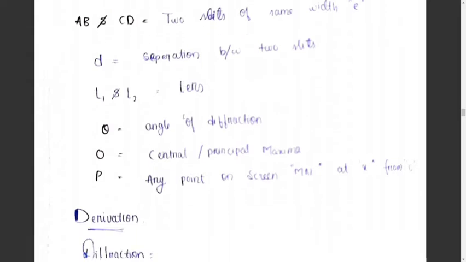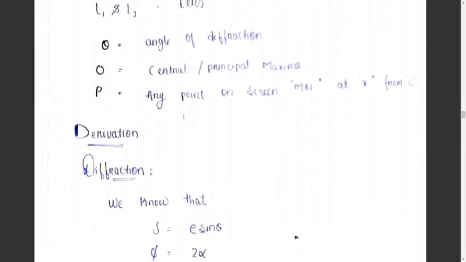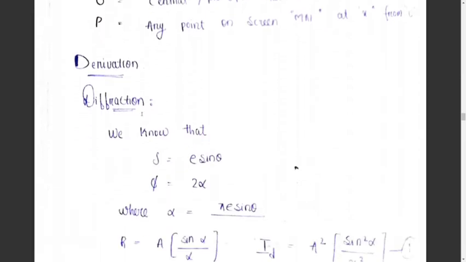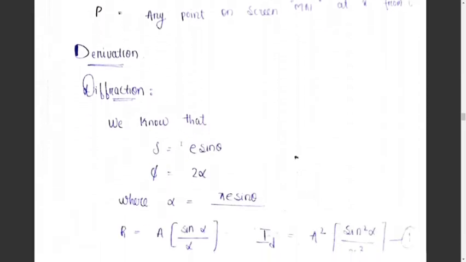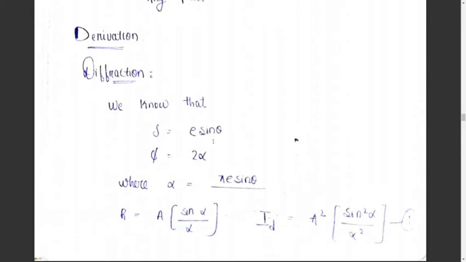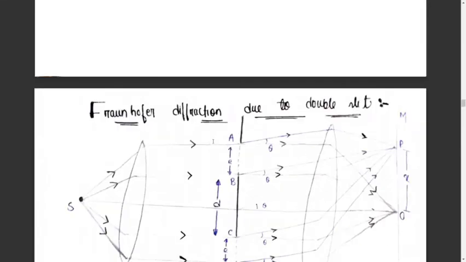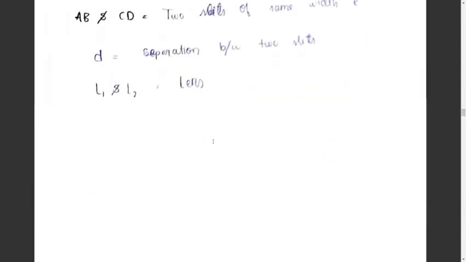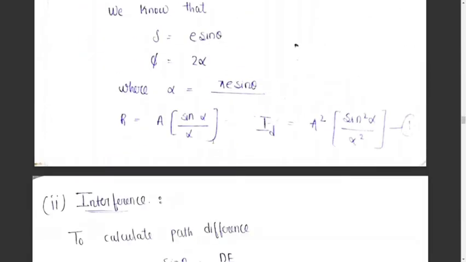Next, derivation. For derivation, you have to just calculate the path difference. Starting with the path difference, in diffraction we know that delta is equal to e sin theta. From where has e sin theta come? In single slit I have explained it clearly, so I am not explaining this. Single slit is very important.